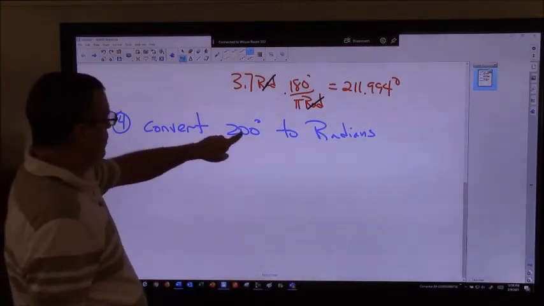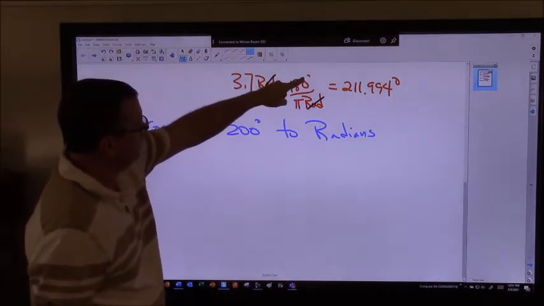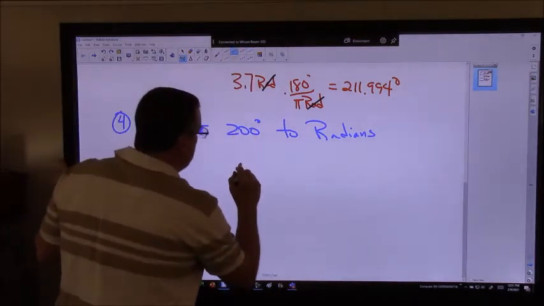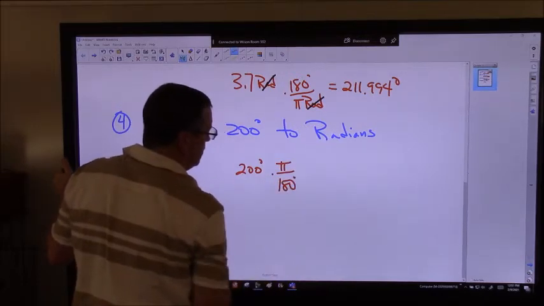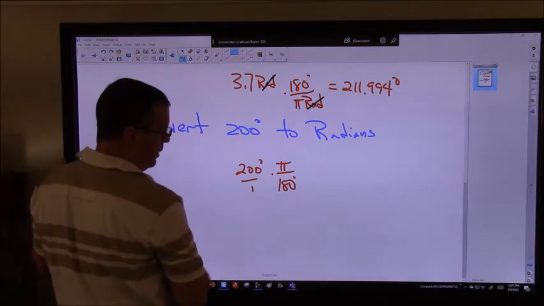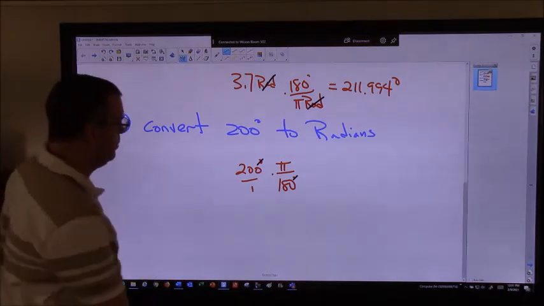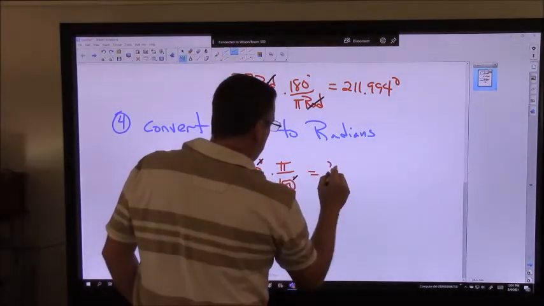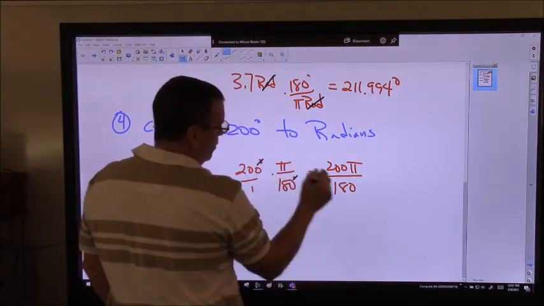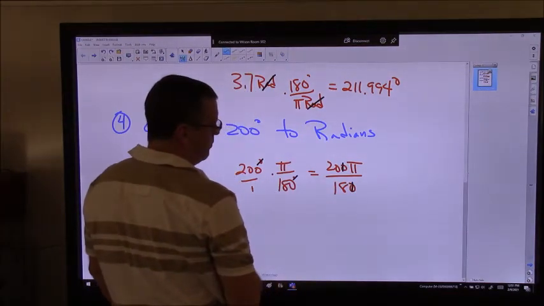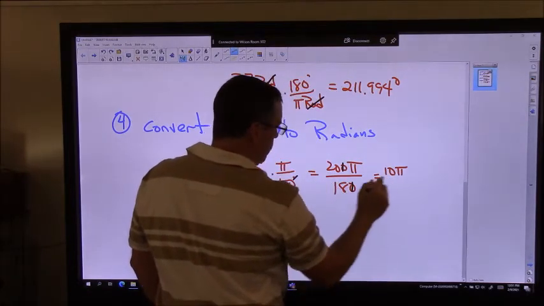All right, so all I have to do is make sure that the degree symbol cancels. That means I need to flip this fraction over so that degree symbol is in the denominator. So 200 degrees times pi over 180. Remember, we'll just think of this as a fraction over 1. And the degrees cancel, so that's how I now know that I'm in radian mode. And so what I have is 200 pi divided by 180. So I know that I can divide top and bottom by 10, and then I can divide top and bottom by 2 and get 10 pi over 9.